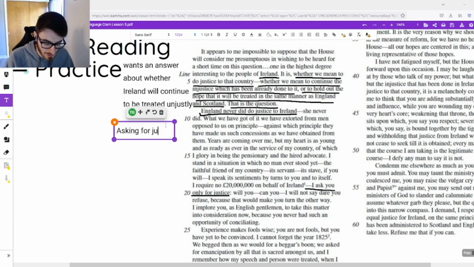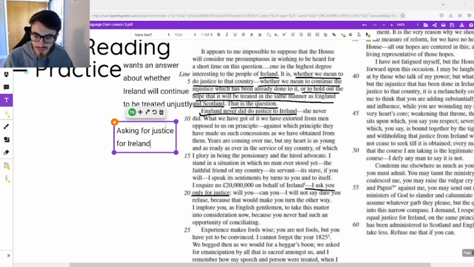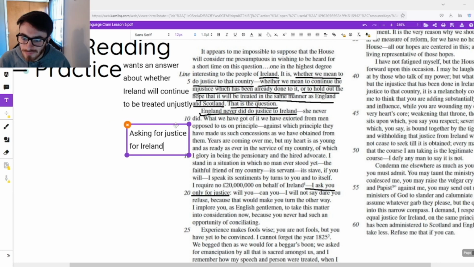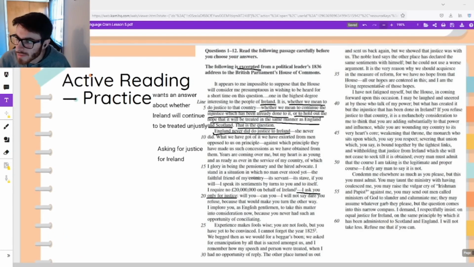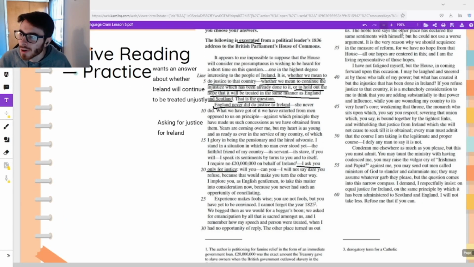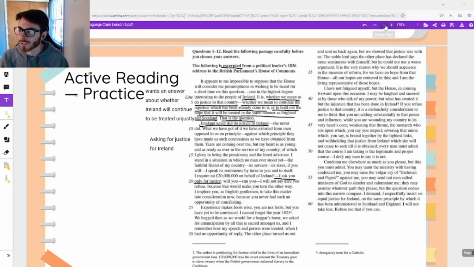Asking for justice for Ireland. That's the main point here. So there are 3 or 4 more paragraphs here. 3 more paragraphs here. I am going to have you guys try this first on your own.